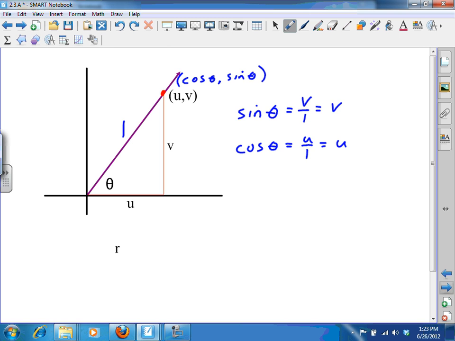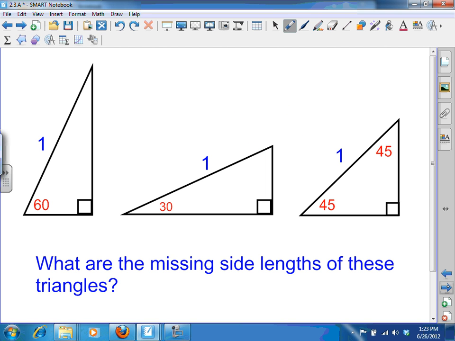Here is a little test from Geometry B and from other places. What are the missing side lengths of these triangles? I would like you to pause this, figure that out, and I hope you get it right, and I hope you can do it in about 30 seconds, because you need to know these things, as I told you so many times in geometry. Okay, you've paused and figured that out. Here's what you should have come up with.